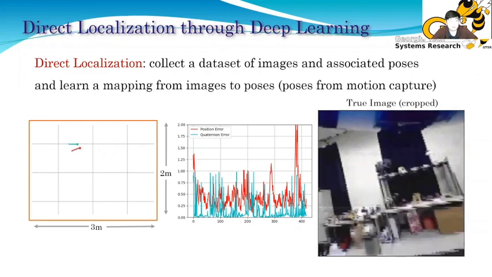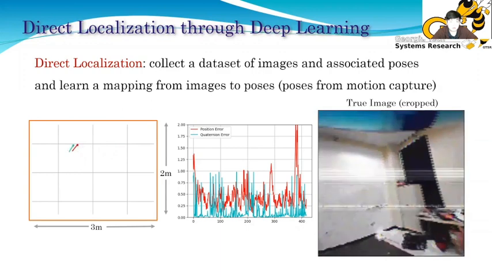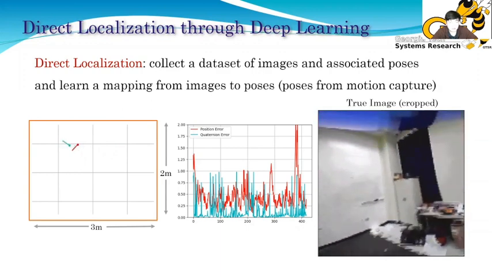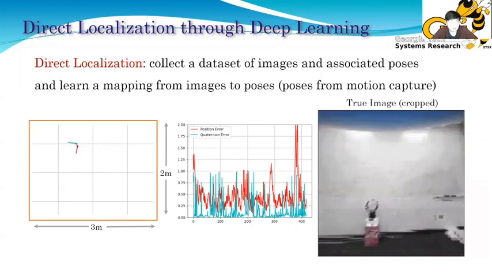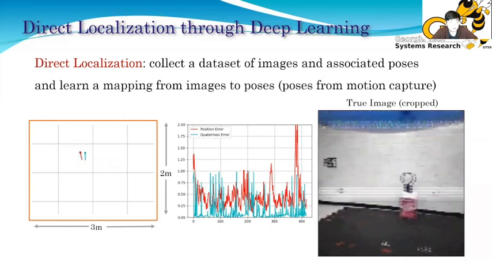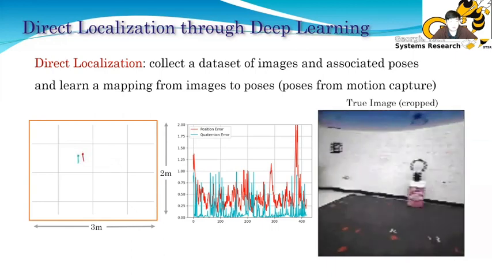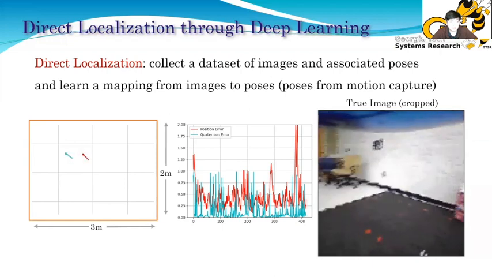Just try to use supervised learning to estimate the pose directly from the image. What's shown on screen is a live stream of the true image on the right, and then the estimated pose with the 2D projection here. Actually, we're estimating the full three-dimensional pose, but for visualization, it's easier to show in 2D, where the blue dot shows the estimate of the true blimp's pose, which is shown in the red dot.